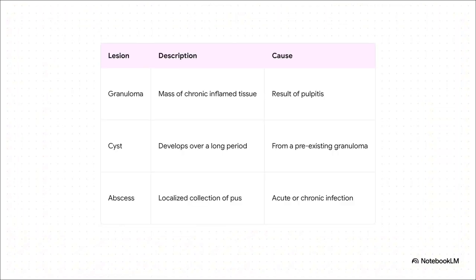Right, let's talk about those dark spots. You could be looking at a granuloma, which is just a mass of inflamed tissue. Or it could be a cyst, which is something that develops over a much longer time. Or it could be an abscess, that classic pocket of pus. The tricky part is they can all look like a similar dark circle on an X-ray, but they represent totally different stages of an infection. Figuring out which one it is, that's a huge part of the puzzle.